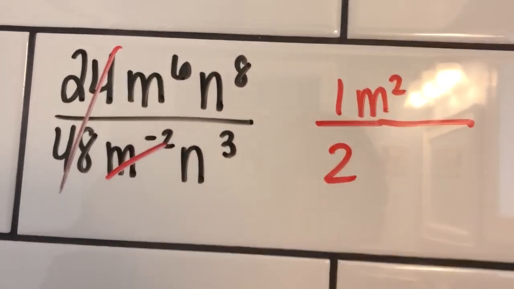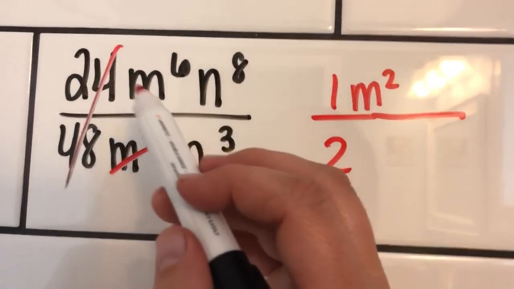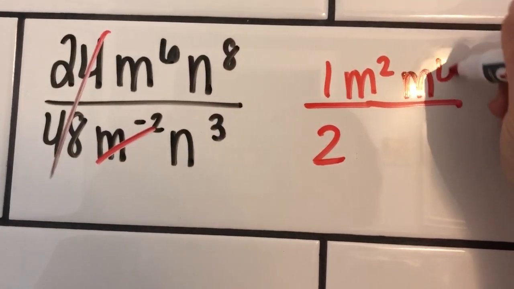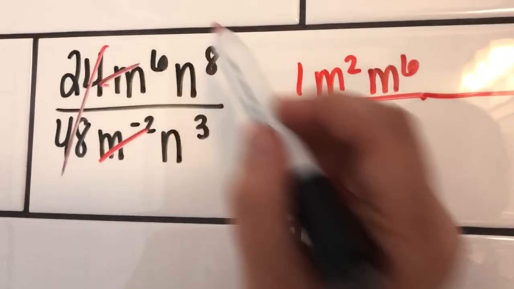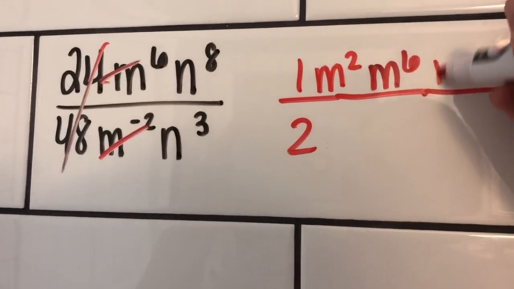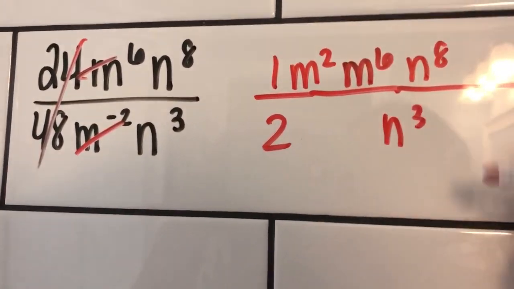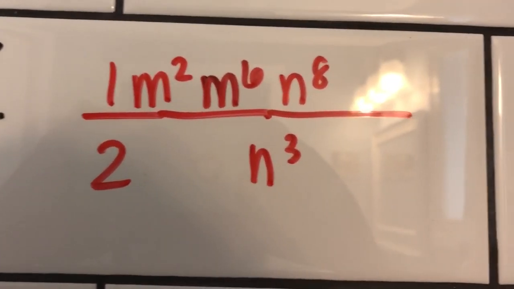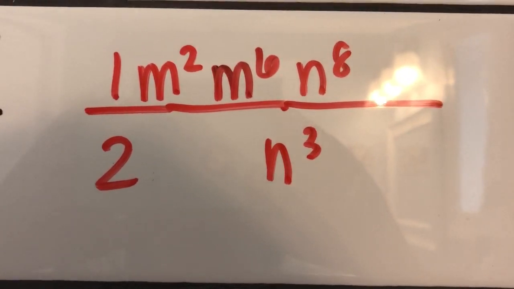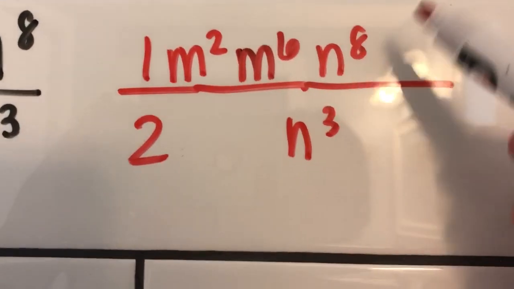So m squared, and I like to cross off as I go. In the top, I still have m to the power of 6. We're not moving that anywhere. We're only moving negative exponents. And n to the 8th can stay there, and n to the 3rd can stay down the bottom. Now, when you get comfortable with these, you might skip writing out every single step, but I'm writing it for you so you can follow along.